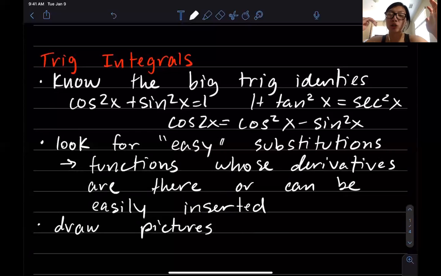My tip is always look for easy substitutions, right? Those are substitutions where, when you substitute it in, the derivative is already there, or once you do all the substitutions, things will cancel really nicely. Another thing is draw your pictures, because when you do a substitution, remember we solve integrals in terms of x, so when you go back, it's really helpful to draw your right triangle and label your angles and whatnot.